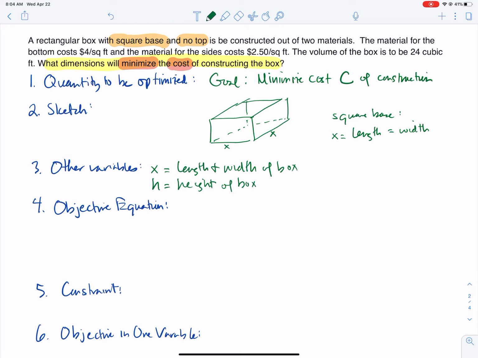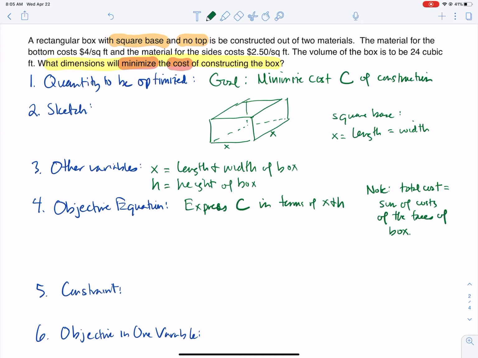And so if I want to think about how I am going to figure out how much the materials for this box are going to cost, well, I want to note here that the total cost is going to be the sum of the costs of the faces of the box. And so I want to recognize that there are 5 faces that we have to deal with, and this is where the no top comes from. Ordinarily, we think of 6 faces being in a rectangular box, but here we have only 5. So let's note what those are.